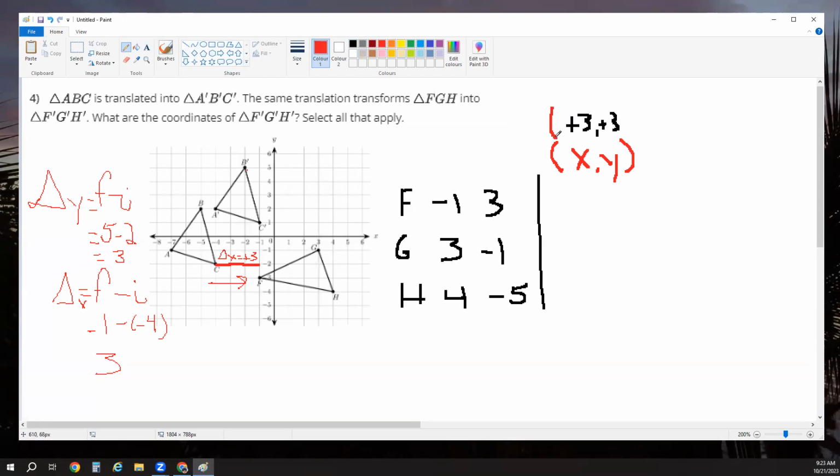And then, all right, so -1 + 3 is going to be 2. -3 + 3 is 6. 4 + 7. And 3 + 3 is 6. -1 + 3 is 2. -5 + 3 is -2. All right, let's see if those are on our thing here. Just a second.